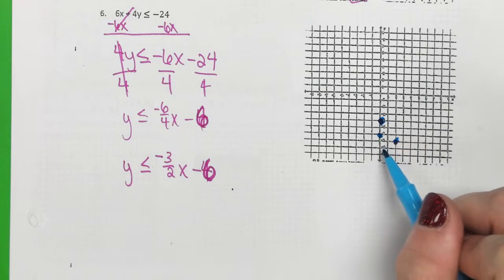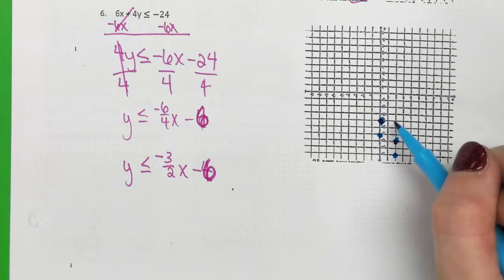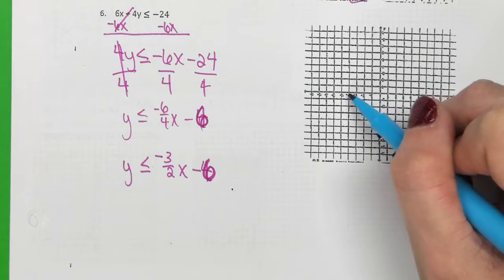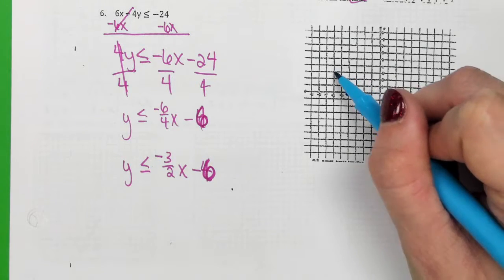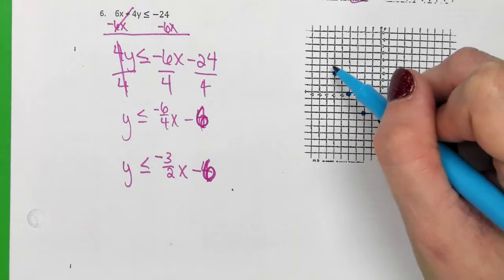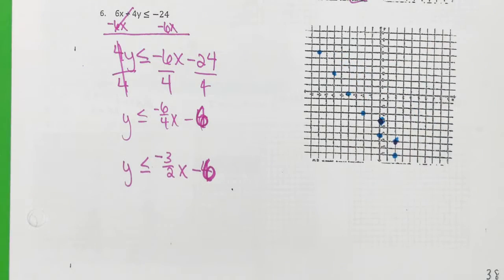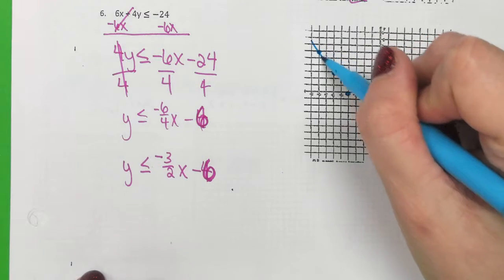Alright, so we're going to go down 3 and right 2. Let's see. And then we can go up 3 and left 1, 2, 3, 1, 2. 2, 3, 1, 2. There we go. Alright. Solid line or dotted line? Solid. There you go.